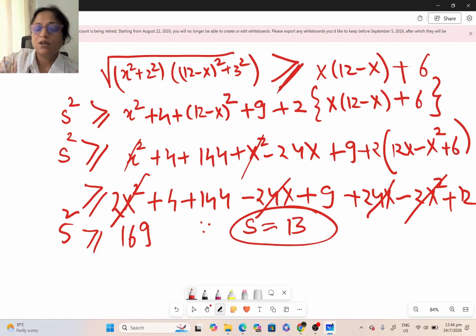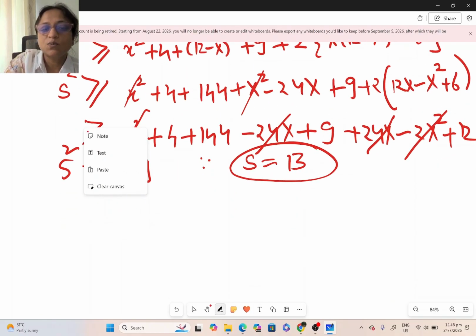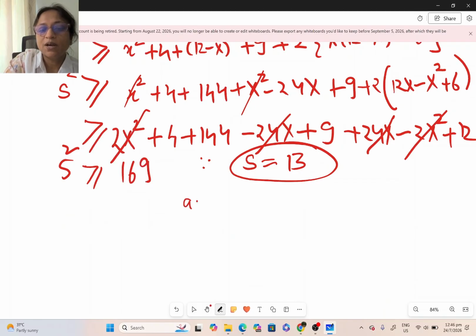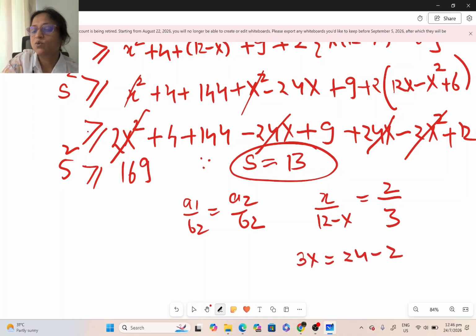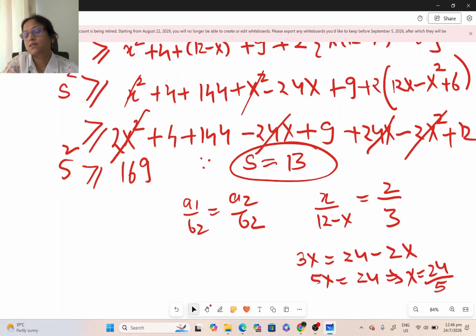Also, now for the equality, remember I put this equal sign. For the equality, Cauchy-Schwarz states that what should happen? a1/b1 should be equal to a2/b2 and so on. So now if I have to find the condition when it will be equal, I can just say x over (12 − x) is equal to 2 by 3 and solve it. So 3x is equal to 24 − 2x. So 5x is equal to 24. So x is equal to 24 by 5, that's 4.8. So at this, you will get the minimum value.